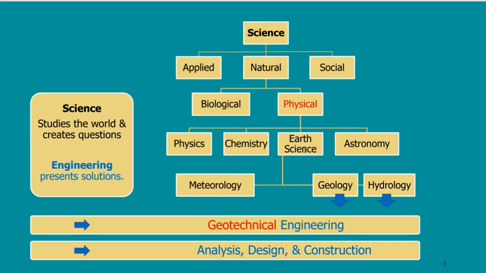Of course, we need earth science because we are dealing with geotechnical engineering and geology. So earth science is divided into meteorology, geology, and hydrology. This we don't need because it deals with something outside of our scope. But let's concentrate on these two, geology and hydrology.